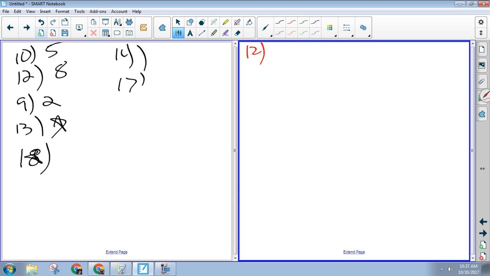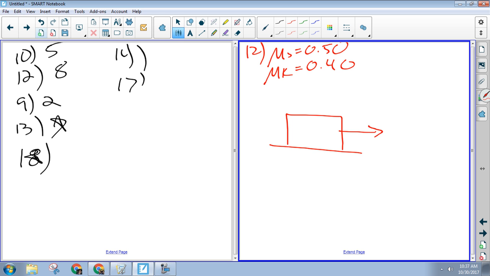Number 12: a bureau, I assume the federal bureau, rests on a rough horizontal surface, and then it gives you the coefficients of friction. Our coefficient of static friction is 0.50. Coefficient of kinetic friction is 0.40. A constant horizontal force, just sufficient to start the bureau in motion, is then applied. What is the acceleration of the bureau? A bureau is a fancy word for a cabinet or a desk, a chest of drawers, if you will. So a horizontal force, which is just sufficient to get it moving, is applied.